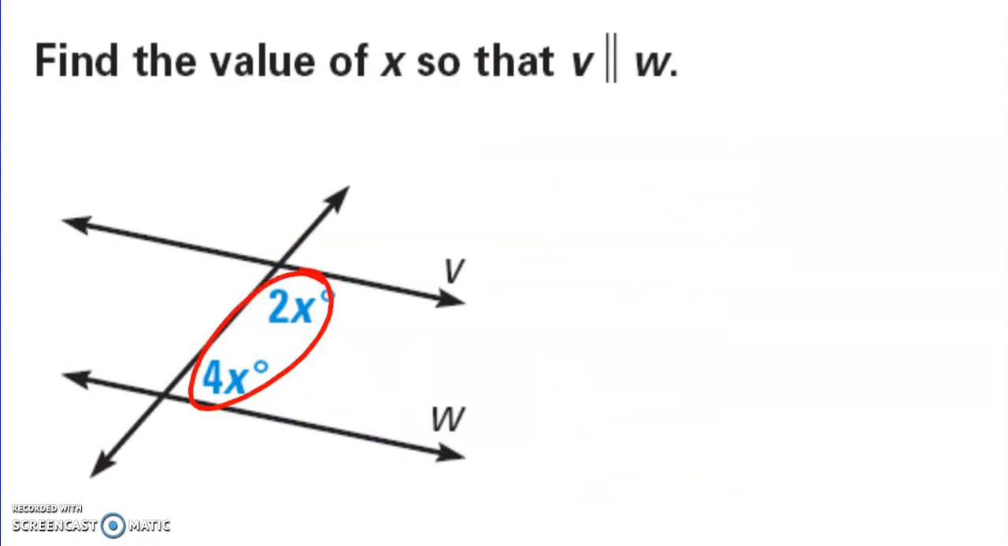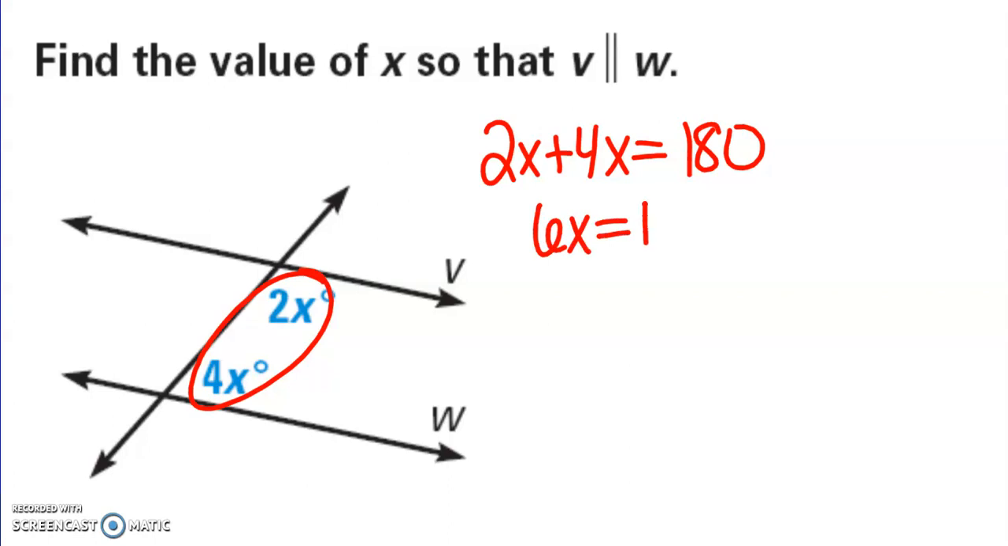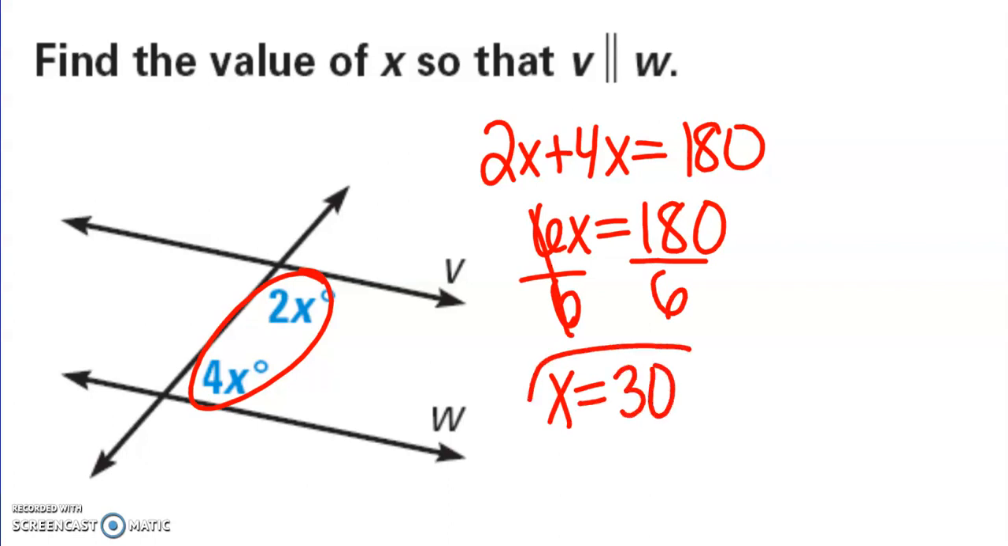Again, find the value of x so that V is parallel to W. So we're going to add these two same side interior angles together, and we want to know what value of x is going to make them add up to 180. So combine like terms. 4 plus 2 is 6x. Divide both sides by 6, and we get x equals 30.